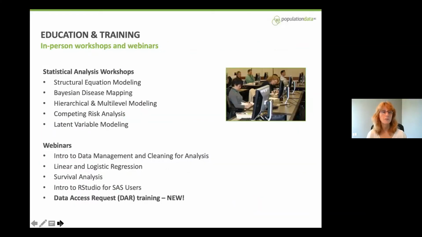In-person workshops and webinars, just a few examples here again: structural equation modeling, Bayesian disease mapping, hierarchical and multi-level modeling, competing risk analysis, and latent variable modeling. These kinds of workshops, if they're in person, usually run for 2 to 3 days and are very intensive and, as I said, always very applied.